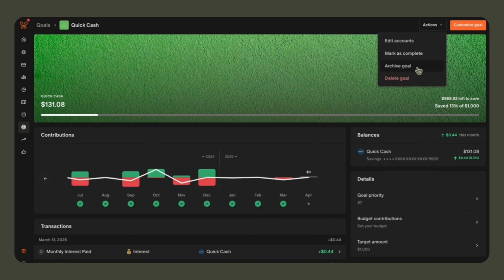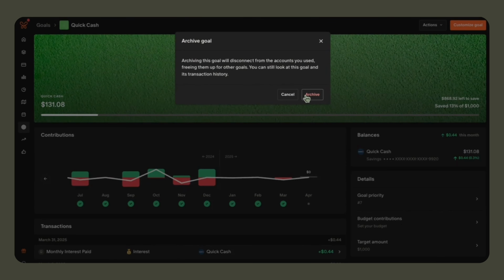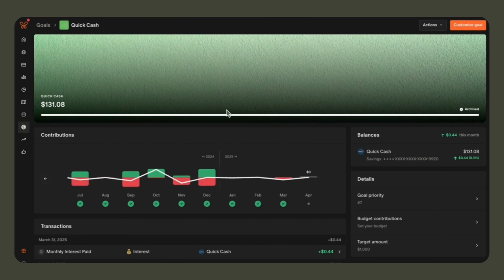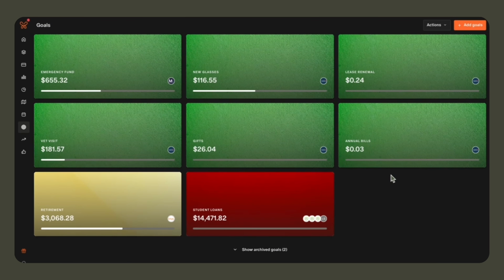So I am just going to archive the goal for now, just in case I change my mind. I still want to have that history there. And now this is what the goals page is looking like.